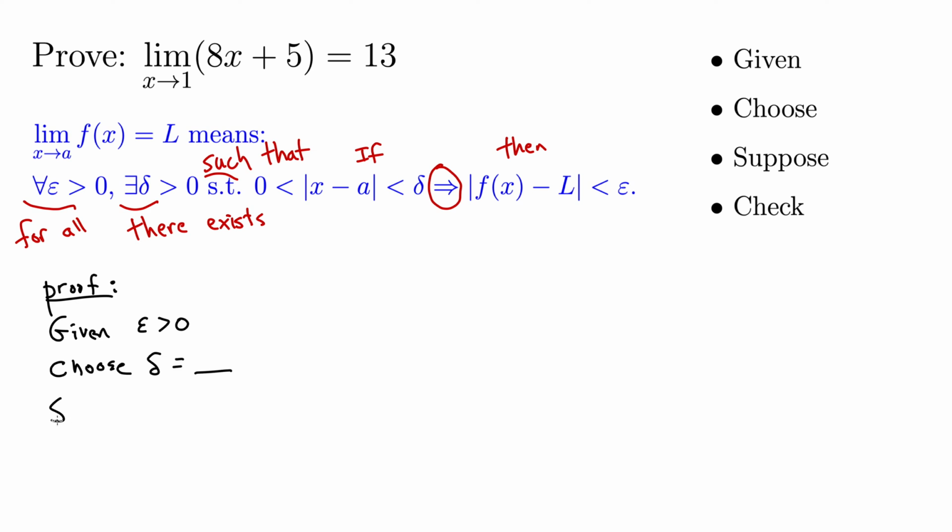Next we say suppose. Suppose what? Suppose that the absolute value of x minus 1 is then less than that delta. But we don't want x to be equal to 1, so we'll also say that 0 is less than that as well, so they're actually never equal. Okay, so there we have our given, choose, suppose, and lastly we go with check.